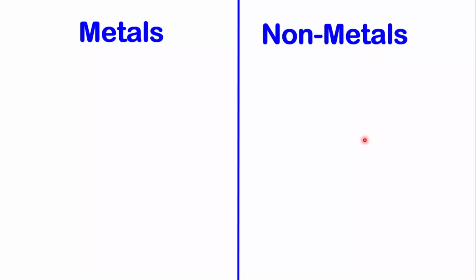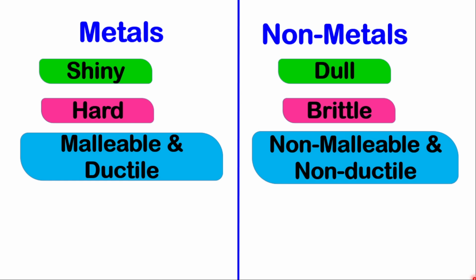So again, now properties of metals and non-metals. Metals tend to be shiny, as we all know. Non-metals tend to be dull. Metals are harder than non-metals for sure, while non-metals are brittle. Metals are malleable and ductile. Malleable means it can be beaten into shape. Ductile means it can be drawn into wire. And the opposite is true for non-metals. They are non-malleable and also non-ductile.